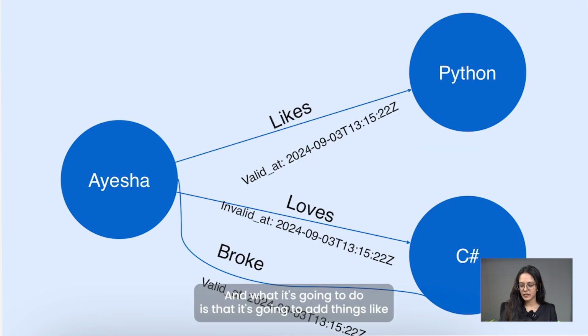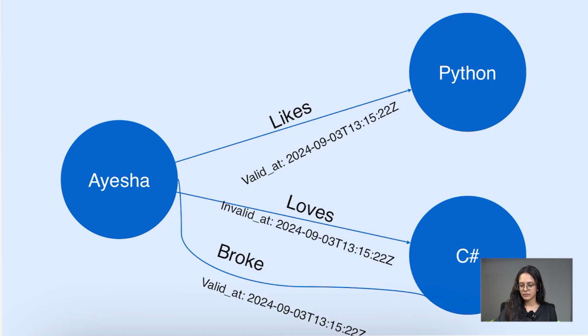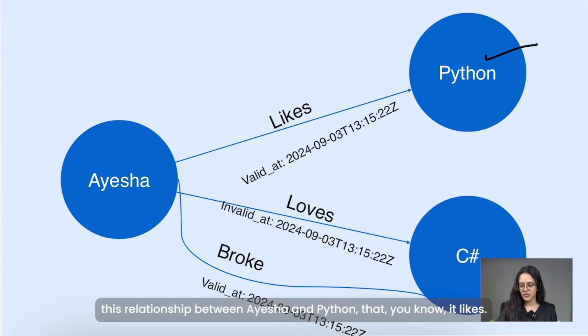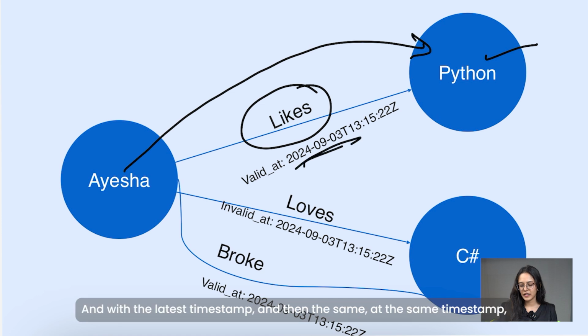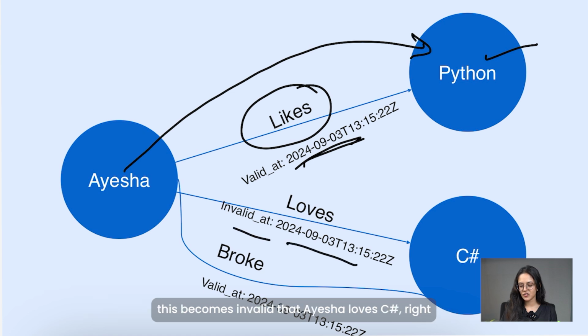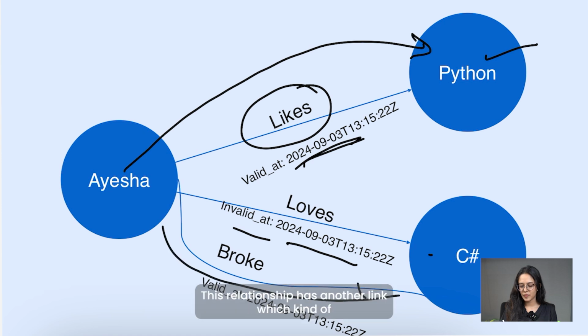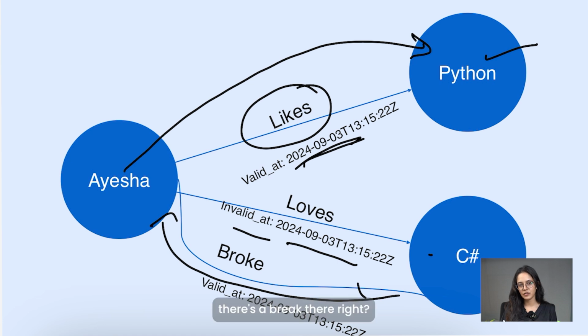And what it's going to do is add things like another entity, Python, and have a relationship between Ayesha and Python that she likes it. Ayesha likes Python now, right? And with the latest timestamp, at the same timestamp, this becomes invalid, that Ayesha loves C#. And at the same timestamp, this relationship has another link, where there's a break there. This relationship broke at this particular instance.